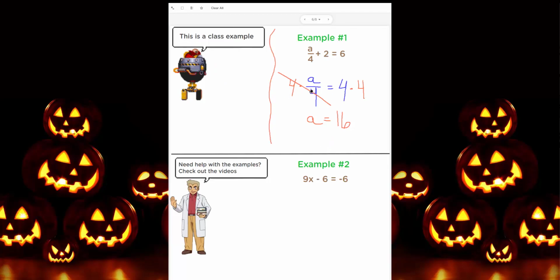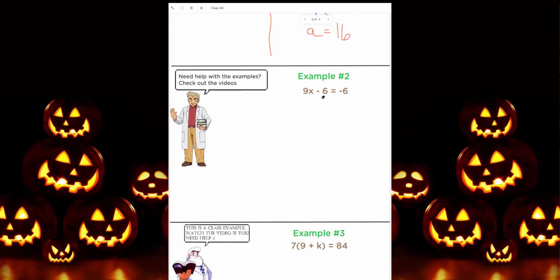So that's example number 1 out of the way. Let's go to example number 2. So we have 9x minus 6 equals negative 6. So remember, the first step, we check to see if there are any parentheses that we can distribute into to make go away. And we don't have any parentheses here. So we move to the next step.